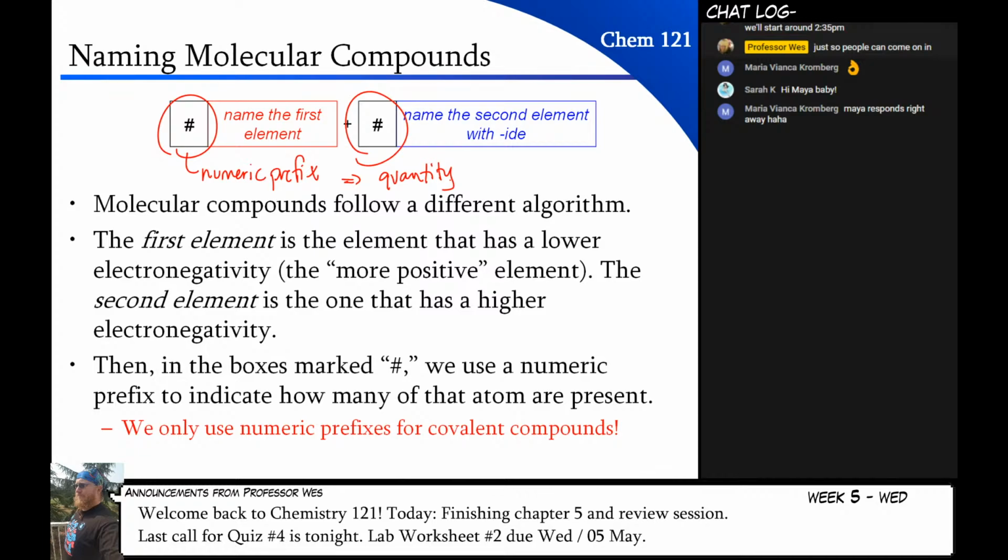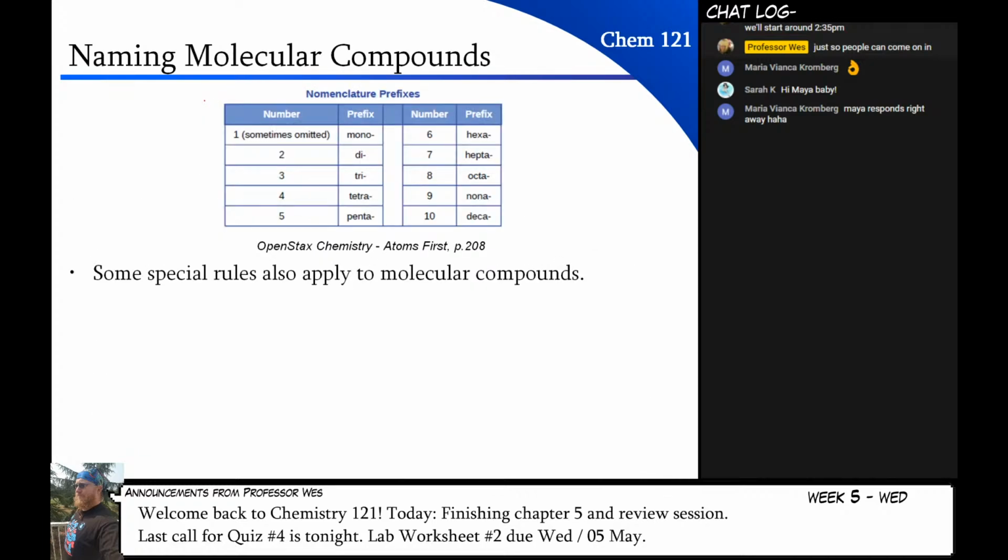In the boxes that have the pound symbol, you're going to use a numeric prefix. I'm going to show you these on the next slide. But you only use these for covalent compounds, so never use these numeric prefixes for ionic compounds. Molecular compounds get numeric prefixes. Ionic compounds get Roman numerals for metals. So never use Roman numerals in molecular compounds.